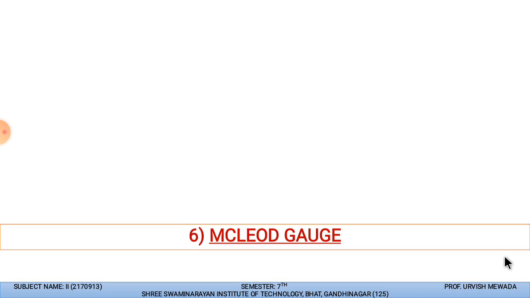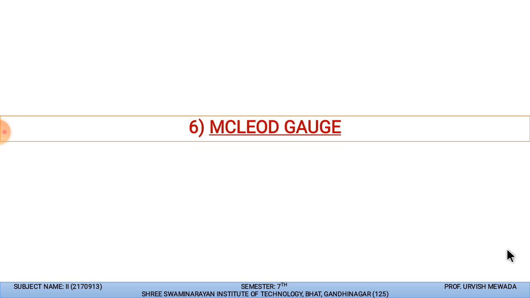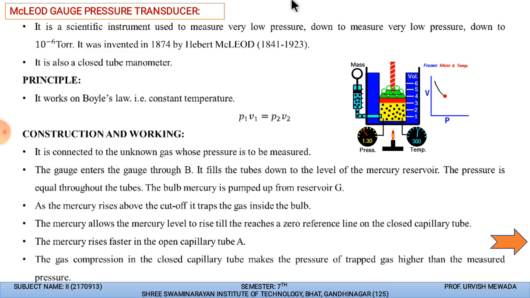Now in this lecture we are going to study pressure measurement techniques, and the sixth pressure measurement technique is the McLeod gauge. Over here you can see the McLeod gauge pressure transducer. It is a specific instrument used to measure very low pressure, down to 10 raised to minus 6 torr, where torr is the unit of pressure. This McLeod gauge basically follows Boyle's law.